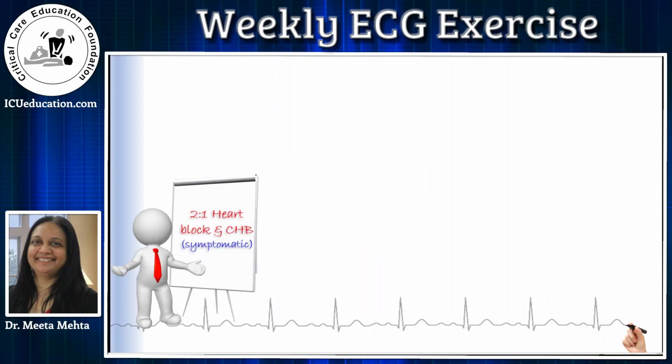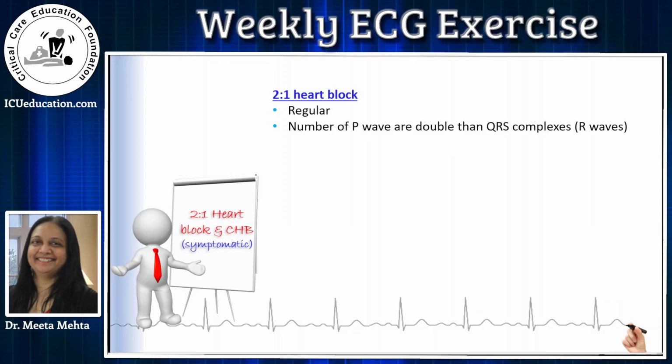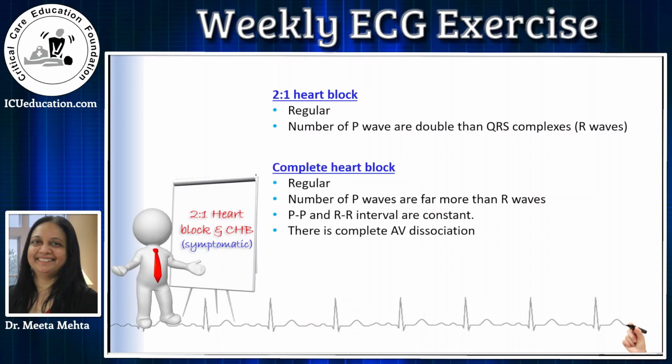What about 2:1 heart block and complete heart block, which we are usually worried about when such patient comes to our clinic? In 2:1 heart block, again it is a regular rhythm, but importantly the number of P waves are exactly double the number of QRS complexes. So you will get more P waves than R waves, but they are double the number of R waves. Whereas in complete heart block, the number of P waves are far more than number of R waves. Yet the PP interval and RR interval are constant, which we call as complete AV dissociation.